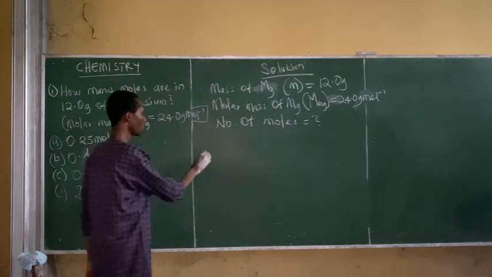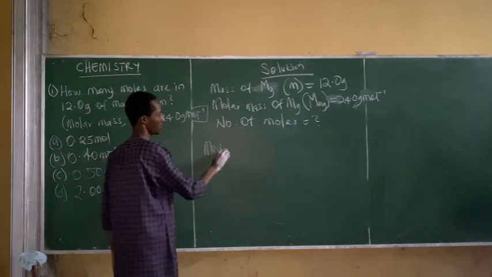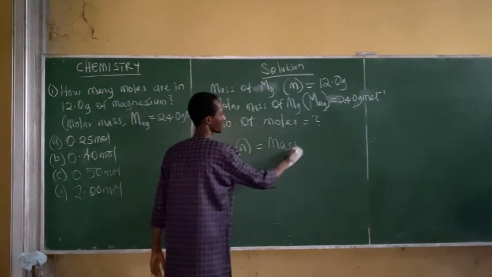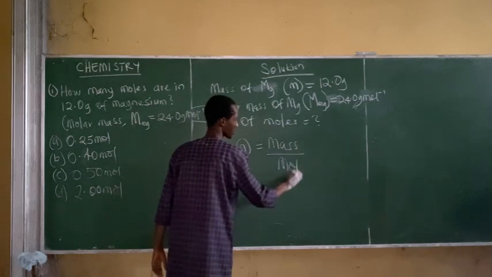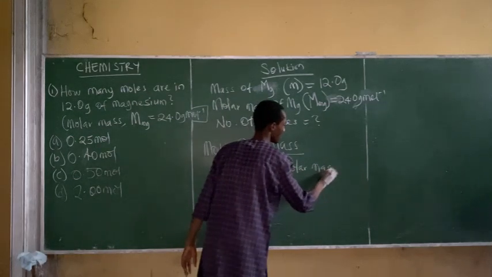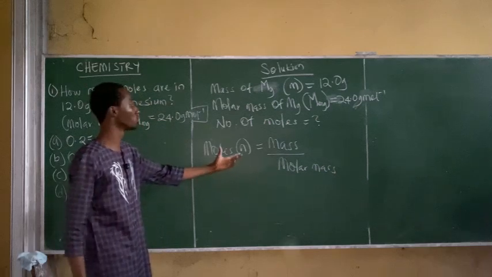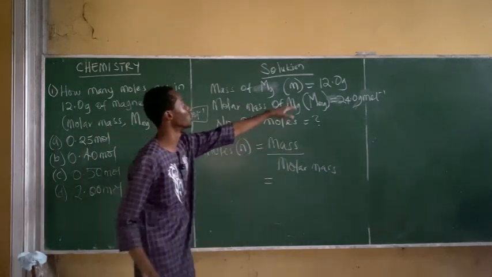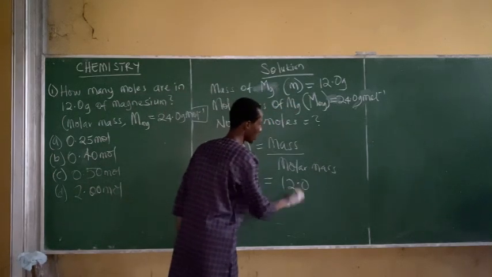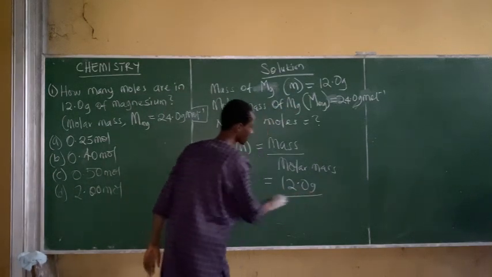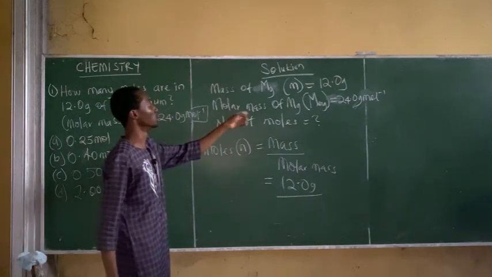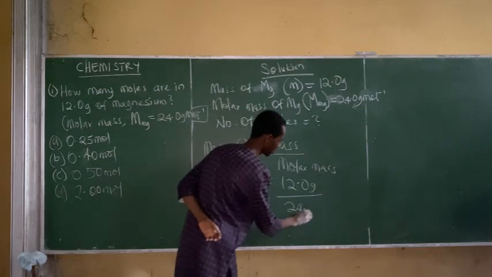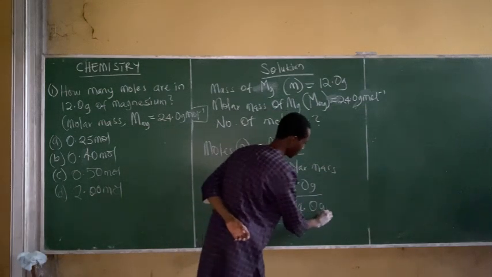Now recall that mole, n, is equal to mass over molar mass. That's the formula for moles. From the question, we have the mass of magnesium to be 12.0 gram divided by the molar mass of magnesium, 24.0 gram per mole.